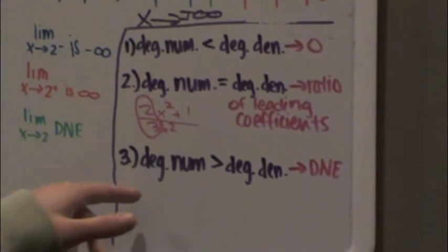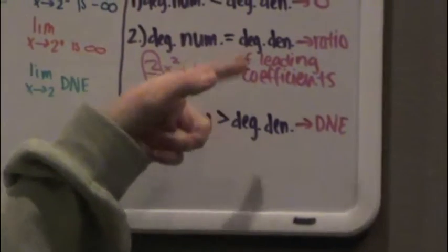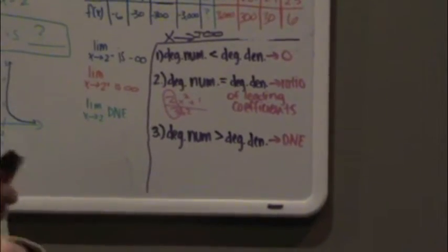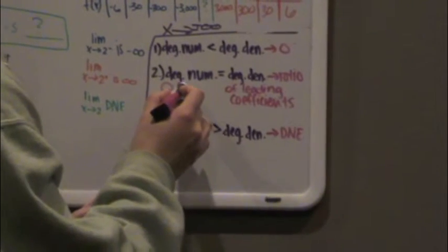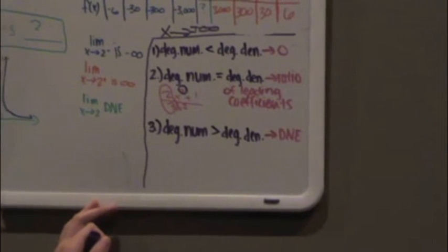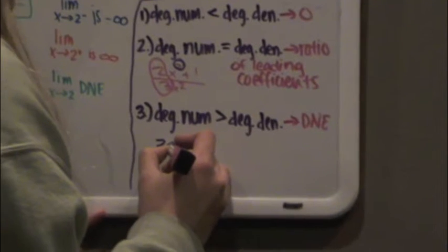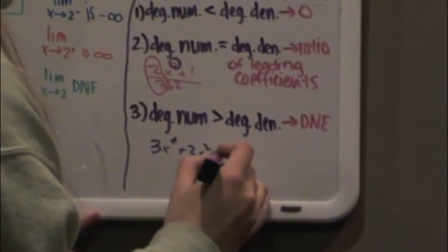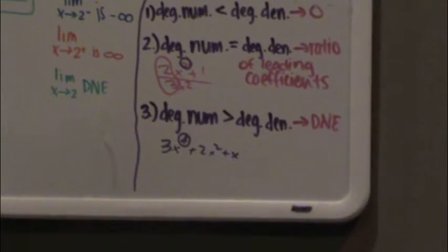Alright, and if the degree of the numerator is greater than the degree of the denominator, as in your final limit as x approaches plus or minus infinity, then the limit does not exist. So if you're wondering what a degree is, it's this number right here. It's the highest exponent value in the equation. So say you had 3x to the 4th plus 2x squared plus x, your degree would be 4, because it's the highest value exponent that you have.